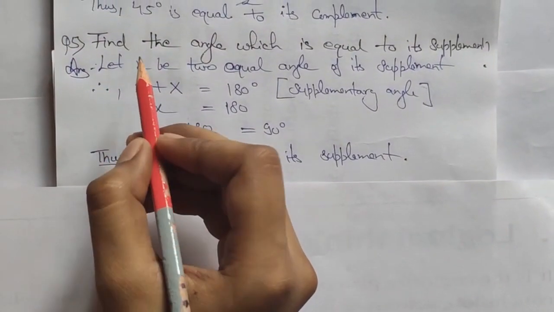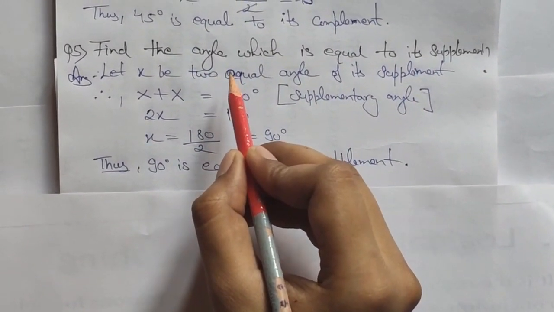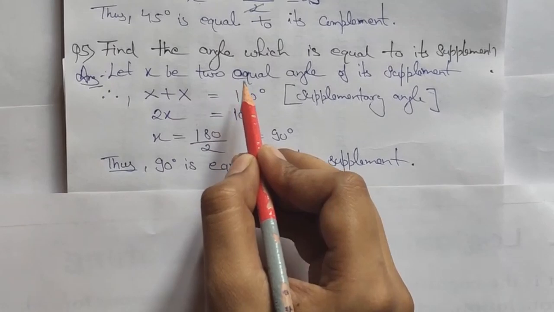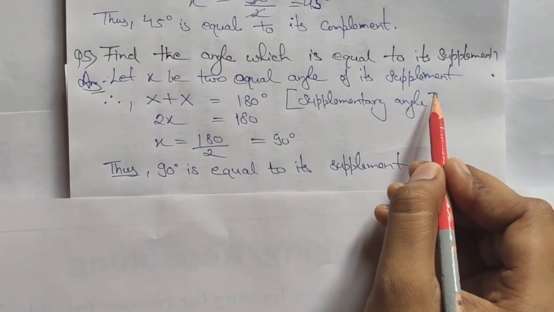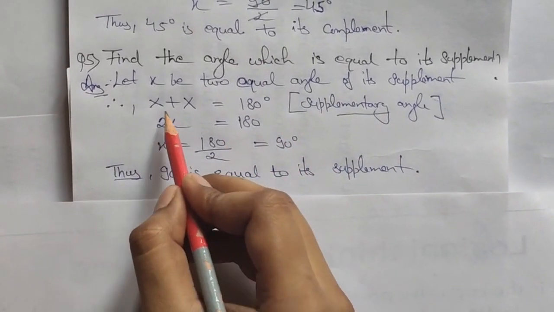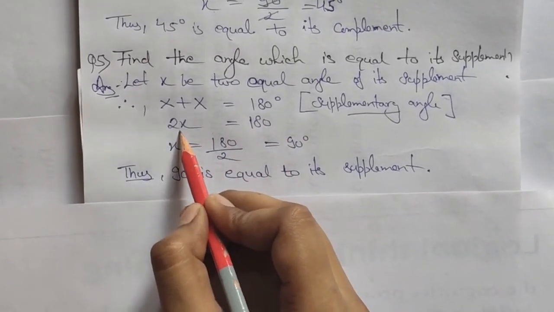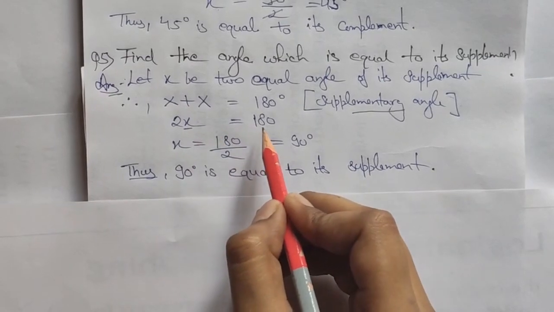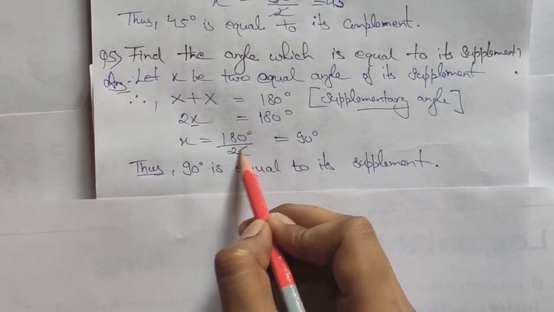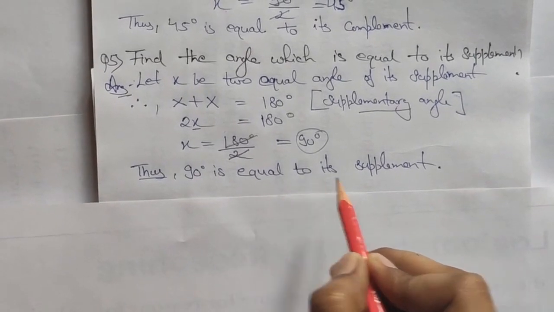Question number 5. Find the angle which is equal to its supplement. In this we have to find the angle which is equal to its supplement. So let's start. Let x be the two equal angles of its supplement. You already know that supplementary angle is 180 degree. Now x plus x is equal to 180 degree, so 2x is equal to 180 degree. So x is 180 degree upon 2, and what we get is 90 degree. Thus 90 is equal to its supplement.